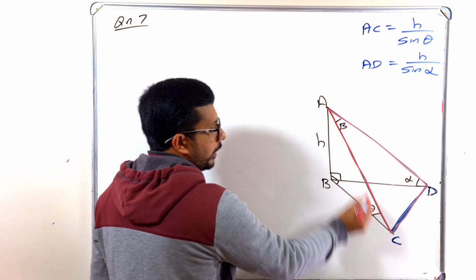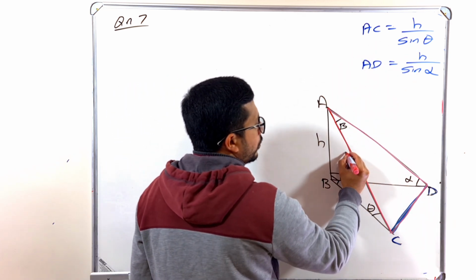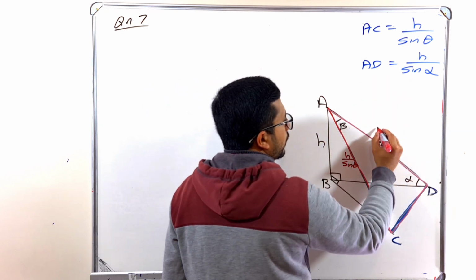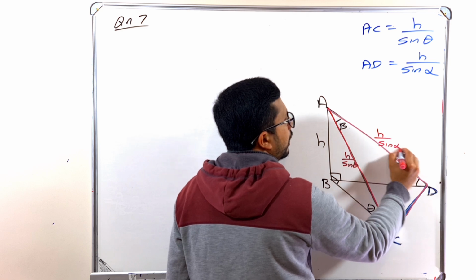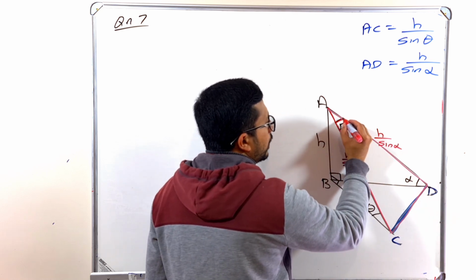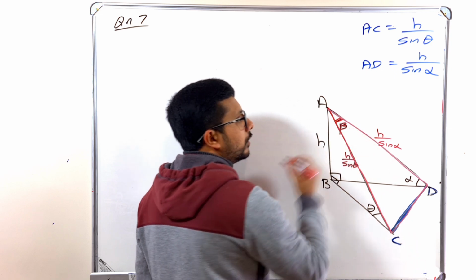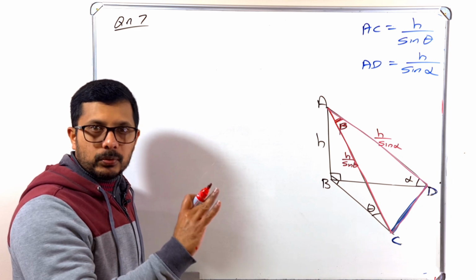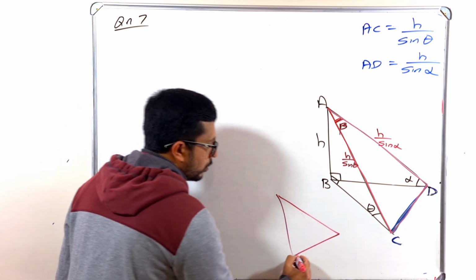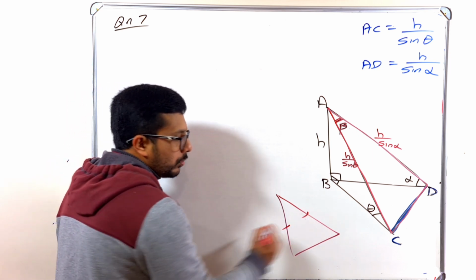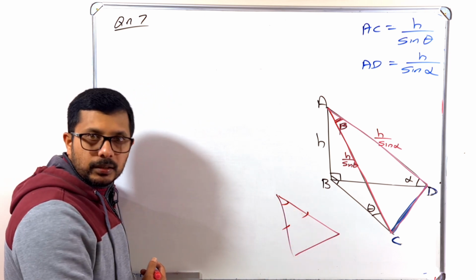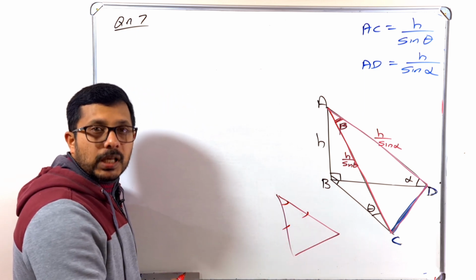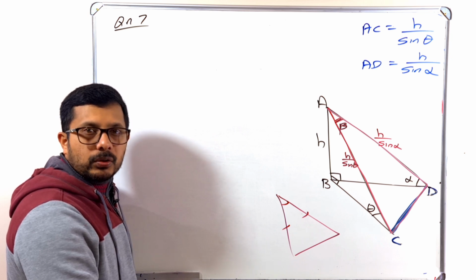We already got an expression for AC, that is h by sine theta. For AD, we already got h by sine alpha, and this angle is given as beta. Am I right? This is beta, and we have to find this side. Those who studied the sine rule, cosine rule and area rule have seen this; those who don't know, you have to watch that video. If you know these two sides and the included angle, then it is easy to find this side. How? Cosine rule. So here I am going to apply the cosine rule.